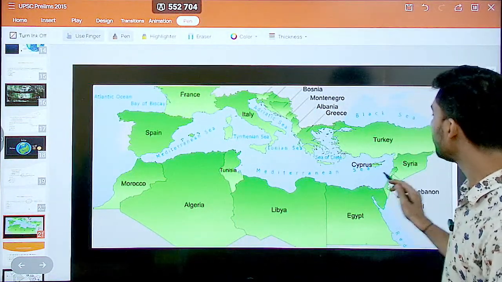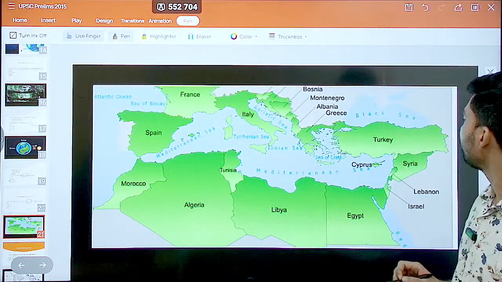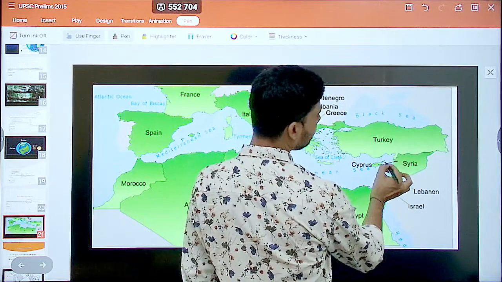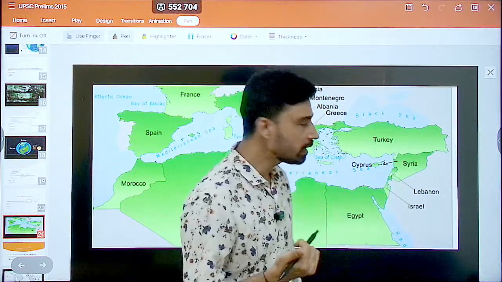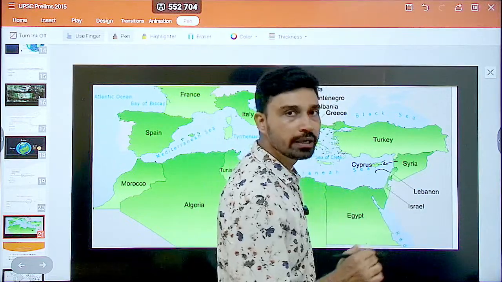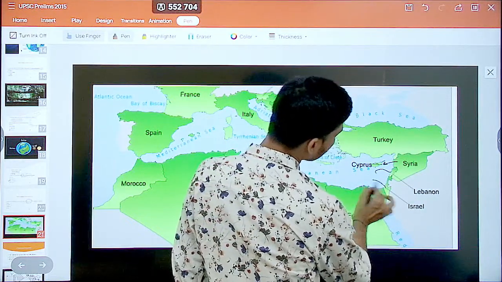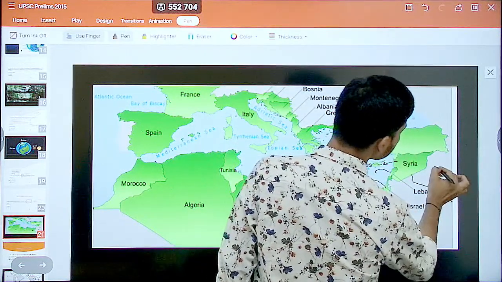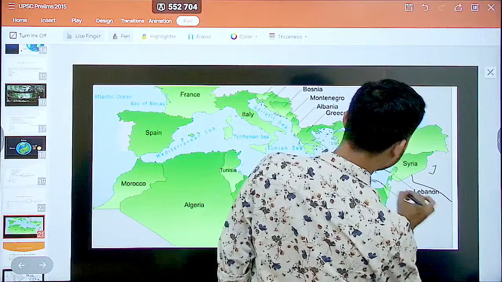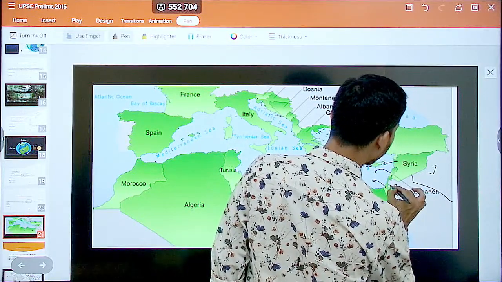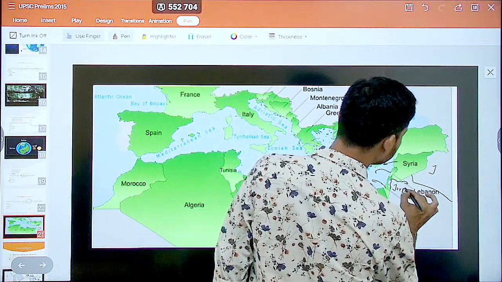This is your Mediterranean Sea, and as you can see from here, we have Syria. So Syria indeed has a border, that means it is opening out to the Mediterranean Sea. Lebanon also is opening out to the Mediterranean Sea. Israel also is opening out to the Mediterranean Sea. And here we talk about this region. This is a country, that is Jordan, having a border with Israel and Syria.